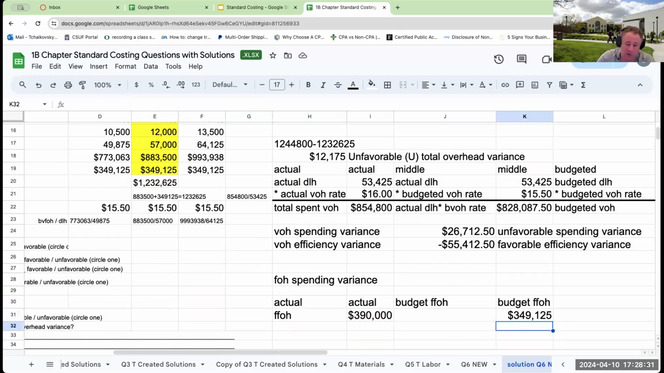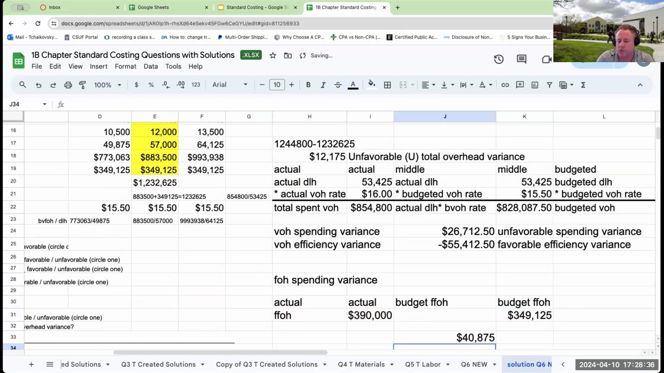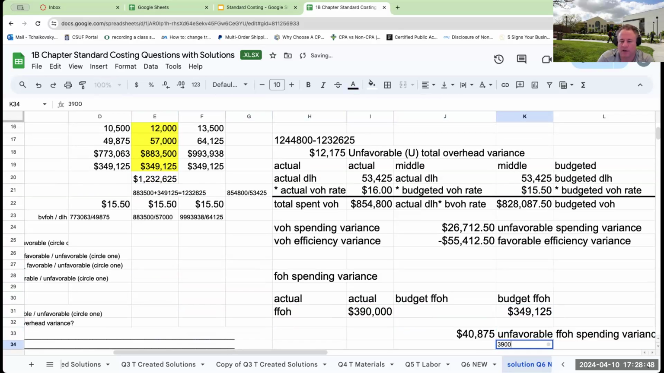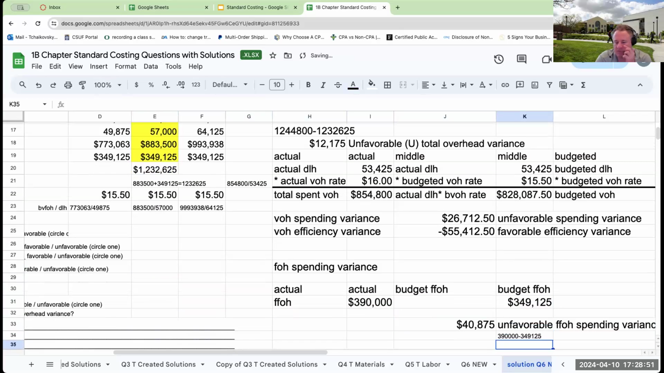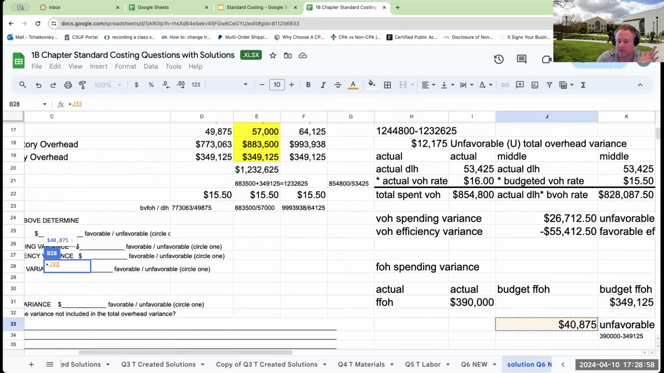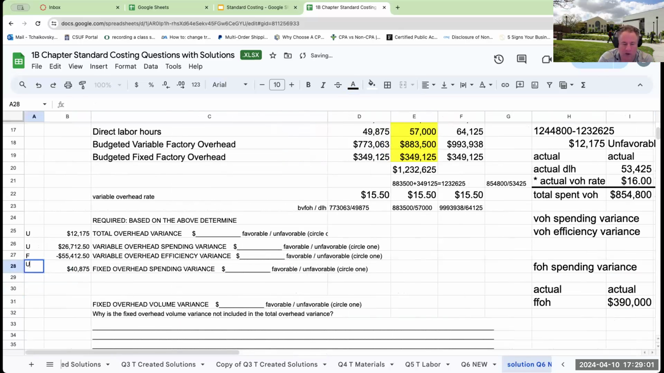But I should have only spent 349,125. So the difference between these two is going to be 40,875, and this is going to be an unfavorable fixed factory overhead spending variance, right? Or 390,000,125... 40,875. So coming over here, my fixed factory overhead spending variance is going to be over here, and this will be unfavorable. I spent too much money on my fixed factory overhead.